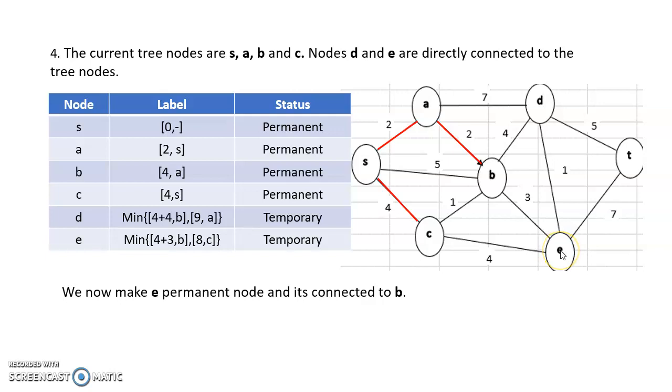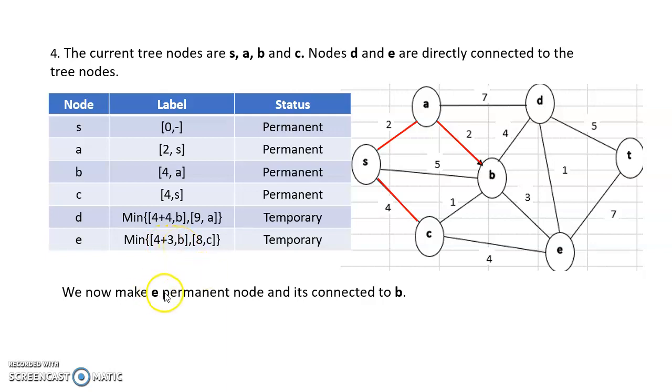And E can be reached from B as well as C. If you reach from C, it was 8. If you reach from B, then it's 4 plus 3. So let us select the minimum of the 2 levels and introduce it in the next table. The minimum is occurring at E and is connected to B. 7 is the minimum, which will be connected to B now.